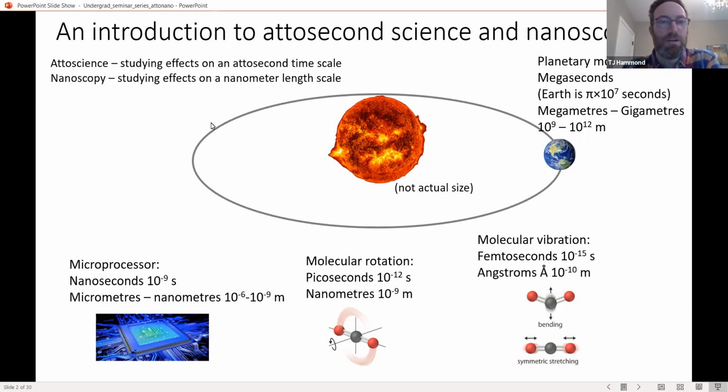Well, can you see my pointer here? If we have the Earth orbiting around the sun, this takes about 3.15 times 10 to the 7 seconds, so on the order of megaseconds. And the distance of the Earth to the sun is on the order of gigameters, about 0.15 gigameters, plus or minus. So this is the scale of a planet orbiting around the sun: megaseconds and gigameters.